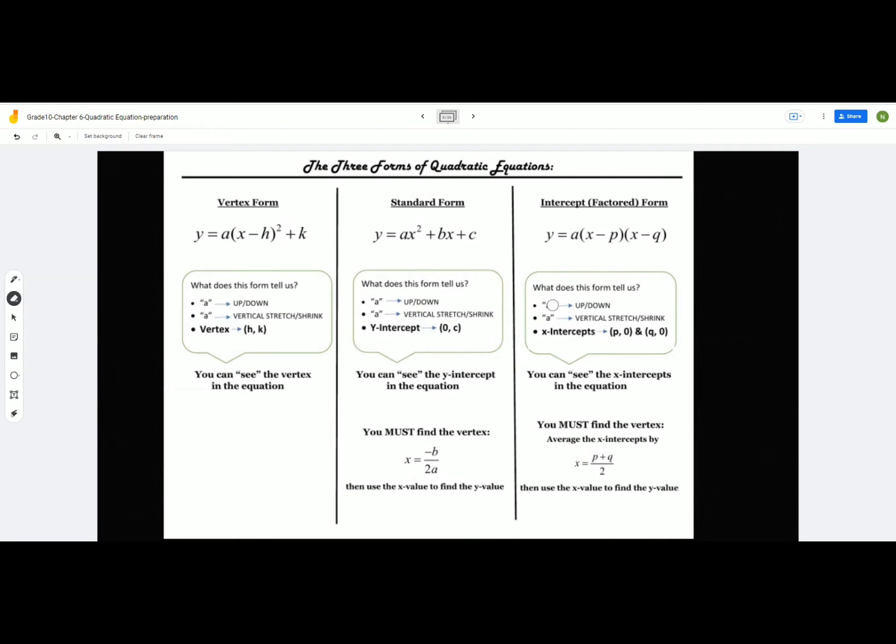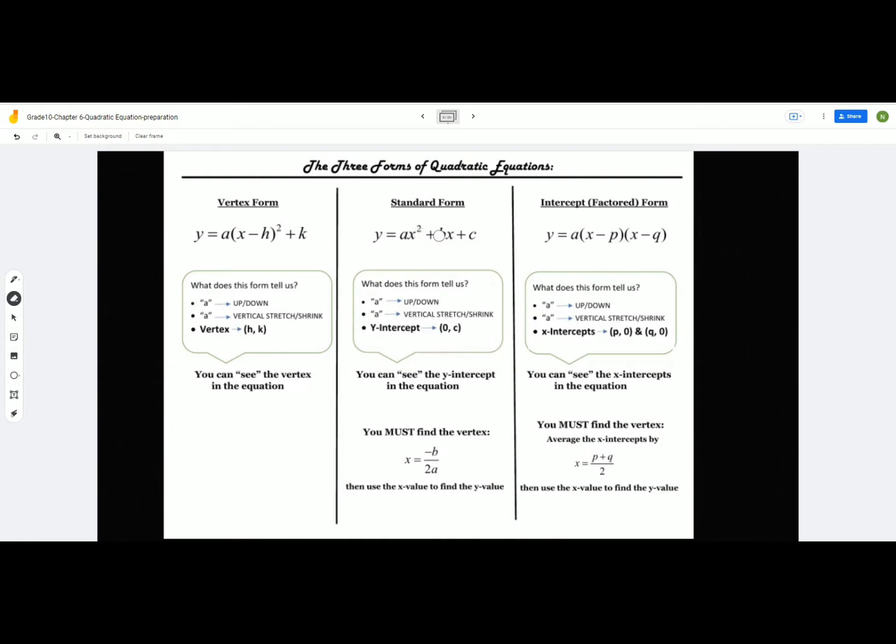In this video, I'm going to talk about the three different forms of quadratic relations. Vertex form, y equals a(x minus h) squared plus k. Standard form, y equals ax squared plus bx plus c. And factored form, also called intercept form, y equals a times (x minus p) times (x minus q).